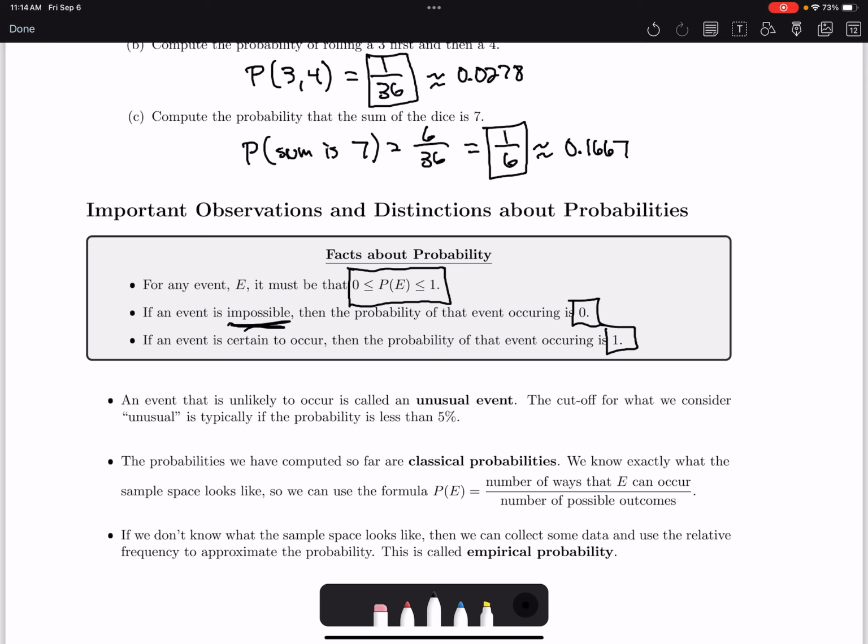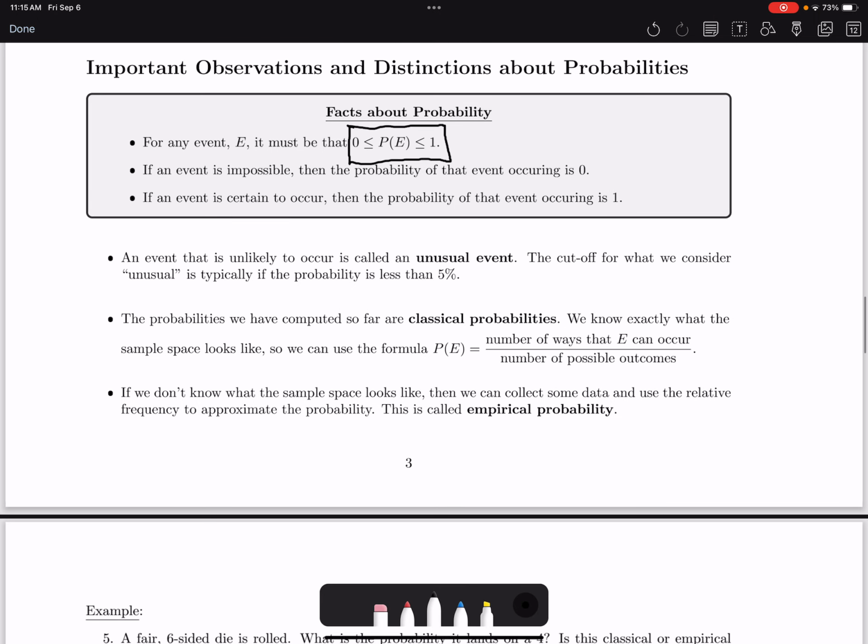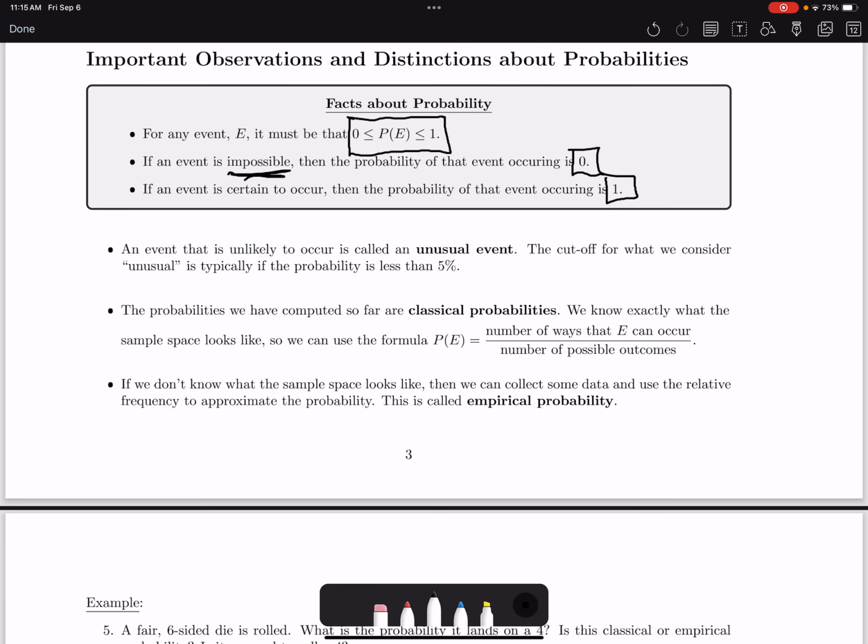I'm making a big deal out of this because if you are working on a probability and you get something that's negative, or if you get something that's more than 1, you know you've made a mistake somewhere and you've got to go back and fix it, okay? But probabilities are always going to be between 0 and 1. A general rule of thumb with probabilities is that if we encounter a probability that's less than 5%, right? So if the probability of something occurring is less than 5%, or in other words, less than 0.05, we would call that an unusual event, okay?